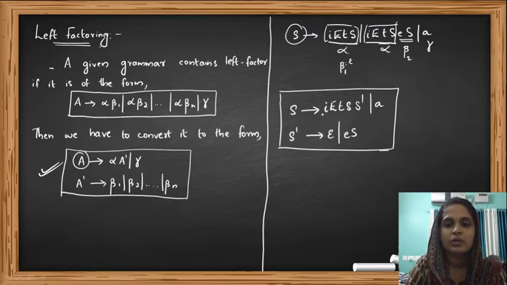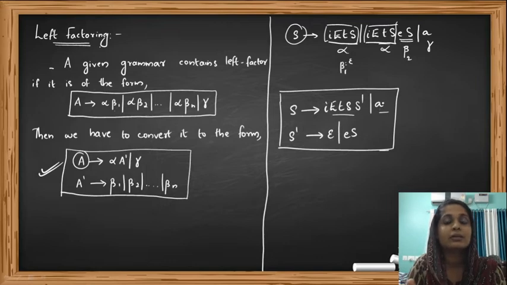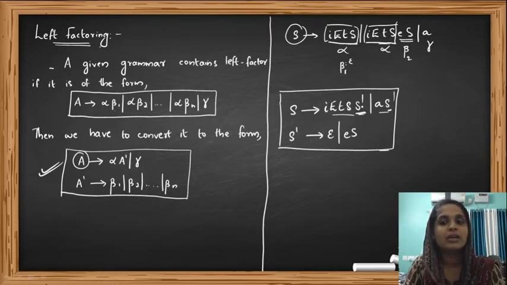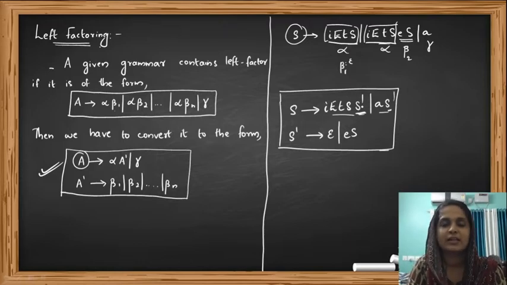Here you can check the first production. S produces iEtS S dash bar A, right? So there are two terms and among those two terms there is nothing in common. I mean, those two terms don't start with the same factor. If they have something common in their right hand side, suppose this is also S dash, okay? So here S dash is common in its right hand side, but we won't consider that. We have to consider the common prefix, that means a common term in the left side of those terms. That is why we call it the left factor, not the right factor, okay?